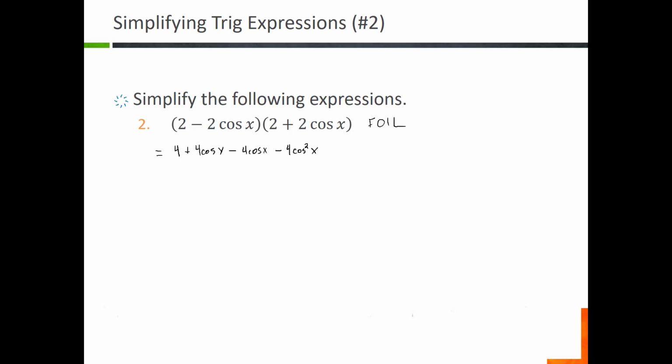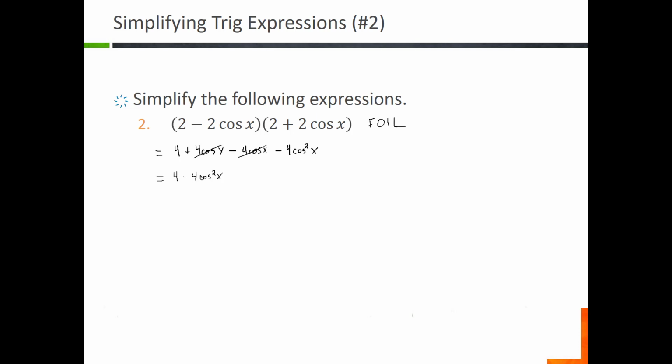So now that we've FOILed it out, is there anything we can do to simplify it? Maybe some algebra or substitution? Well, looking at this, I have a positive 4 cosine x, and I have a minus 4 cosine x. So those two are going to subtract out. So that leaves us with a 4 minus a 4 cosine squared x.